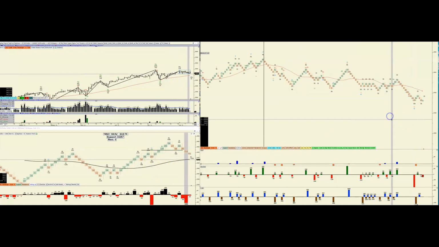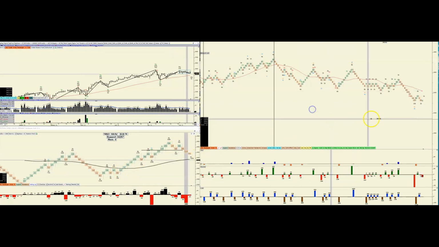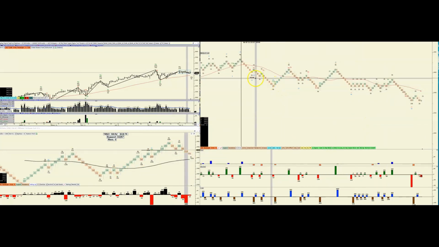So what you need to do if you're bullish is start observing this to see what's going on. Now we're going to examine this. So here's the thing.